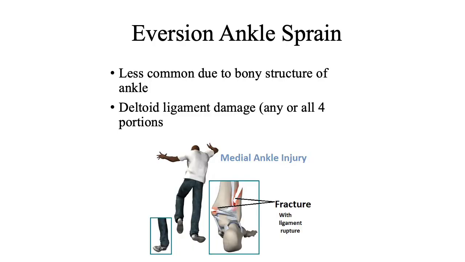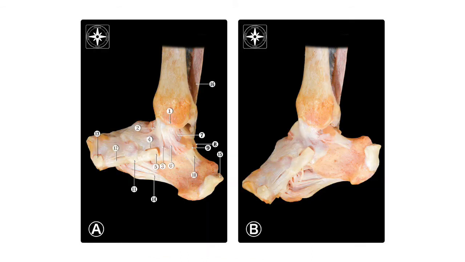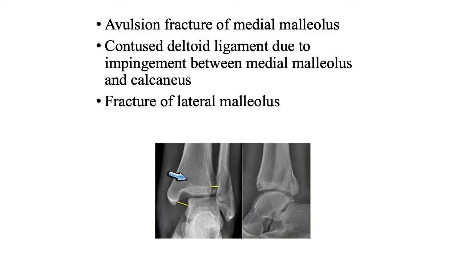The eversion ankle sprain is less common than inversion ankle sprain, usually resulting in deltoid ligament injury, but it's usually associated with bony fracture. This cadaveric dissection shows the anatomy of the medial ligament, which appears well from this photo. It can result in avulsion fracture of the medial malleolus, contusion of the deltoid ligament, which becomes entrapped between the medial malleolus and the calcaneus, and sometimes is associated with fracture of the lateral malleolus.